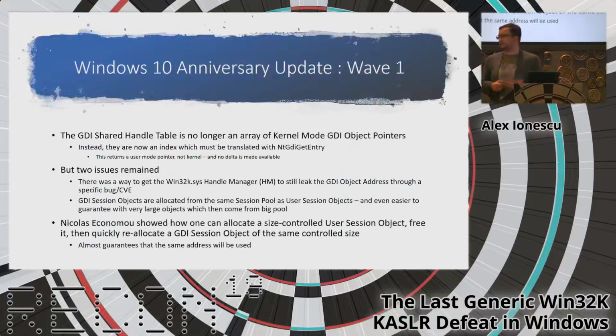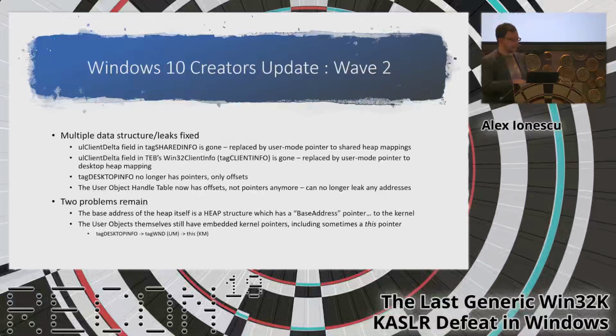And Nicolas Economou and a few other researchers gave lots of talks about how to bypass this initial protection that they added. So this really didn't last long, and so in Creators Update, they said, all right, let's go at it harder. And they attacked a bunch of the other data structures that were still leaking kernel pointers. They got rid of the delta, they got rid of the user session object leaks as well, and now both tables have either user mode pointers or offsets or indices. So there are no more kernel pointers in the data structures involved in managing the heap, or in the data structures in the TEB or in the PEB. So we think we're good to go.